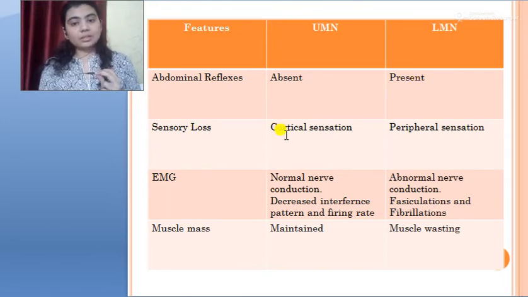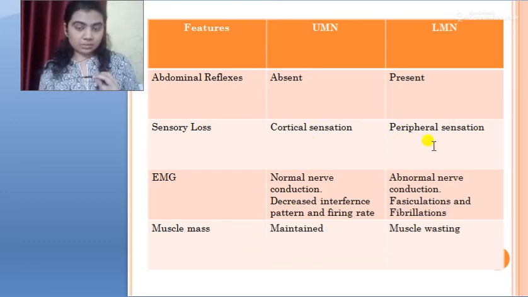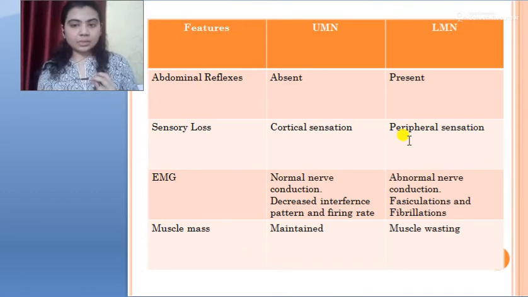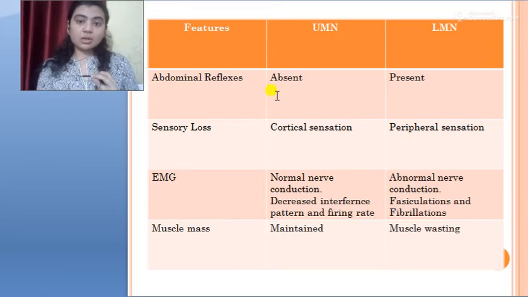Sensory loss. The most important thing is UMN has a cortical sensory loss, while LMN has peripheral sensory loss. Peripheral sensory loss means we are able to find an absence of sensation in a particular dermatome. But if we are assessing sensation for a UMN type of lesion, we don't have to go through the dermatomal pattern. We just have to see whether the sensations are present or not in the affected part.